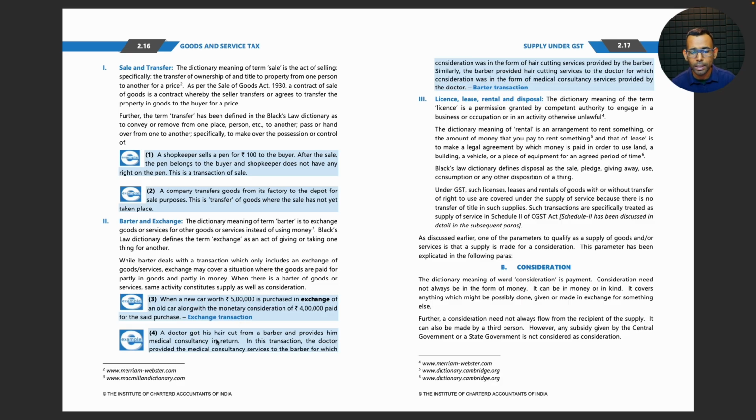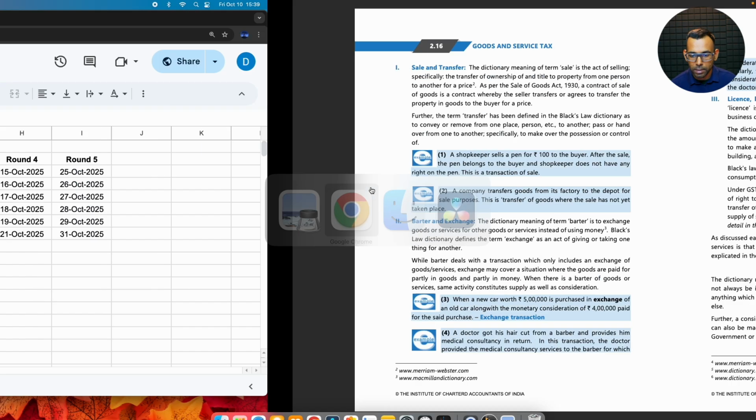A doctor got his hair cut from a barber and provides him medical consultancy in return. In this transaction, the doctor provided the medical consultancy services to the barber, for which consideration was in the form of haircutting services provided by the barber. Similarly, the barber provided haircutting services to the doctor, for which consideration was in the form of medical consultancy services provided by the doctor. So, this is what we had studied yesterday.